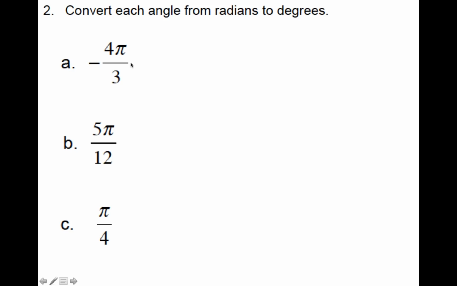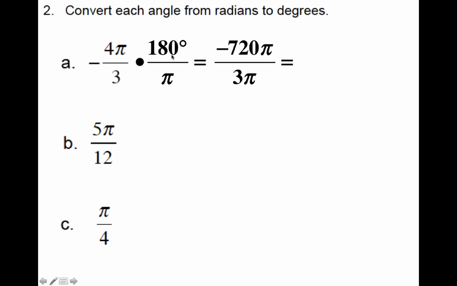Now we're going to go the other way. This is in radians, and we're going to convert it to degrees. So notice you don't want the pi on top, you want to cancel the pi, so now the pi is on the bottom. That way the pi's cancel. So now I have negative 4 times 180 degrees pi over 3 pi. Notice how the pi's are going to cancel. So now I just have to figure out what negative 720 divided by 3 is, which is negative 240 degrees.